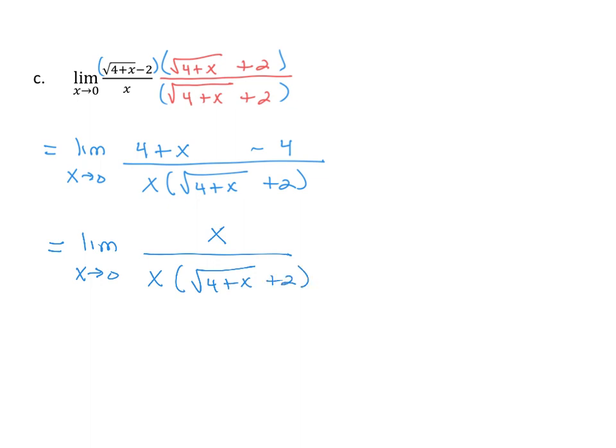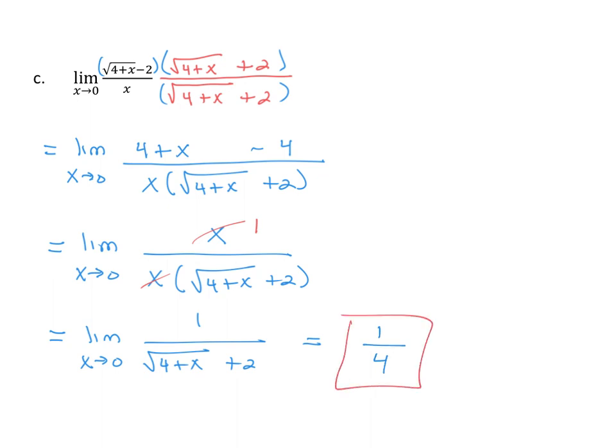We are now allowed to cancel the x's, so those are gone. There's really just a 1 in the numerator. And this is the limit as x goes to 0 of 1 over root 4 plus x, then plus 2. We are allowed to put 0 in place of x. And when we do, this is the square root of 4, which is 2. And when you add that to 2, you get 4. And therefore, the answer to this problem is 1/4.